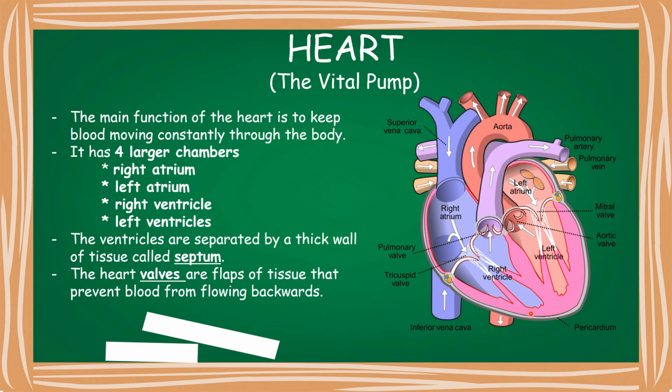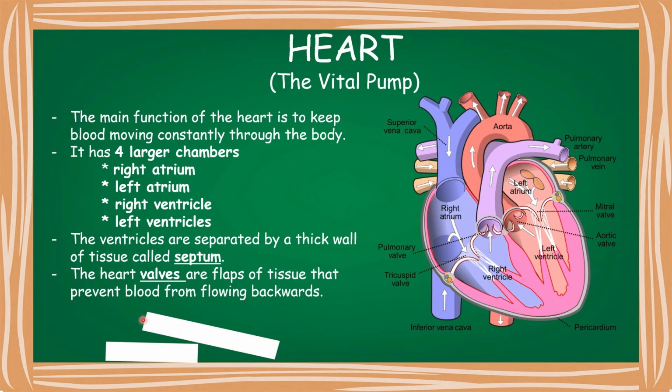Our heart has four chambers. We have the right atrium, the left atrium, the right ventricle, and the left ventricle. The ventricles are separated by a thick wall of tissue called the septum. So this is the septum that separates the ventricles.